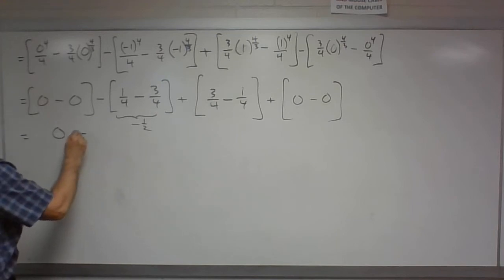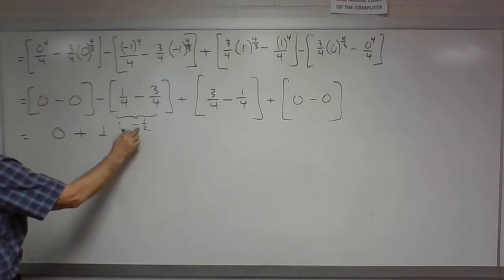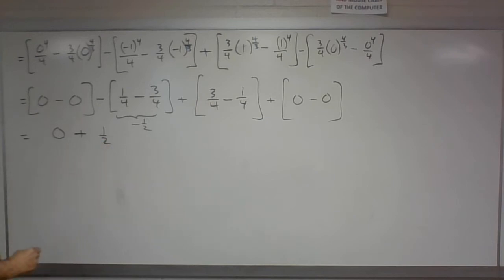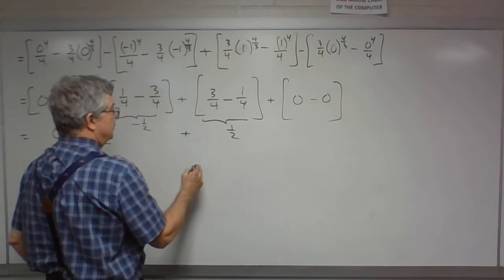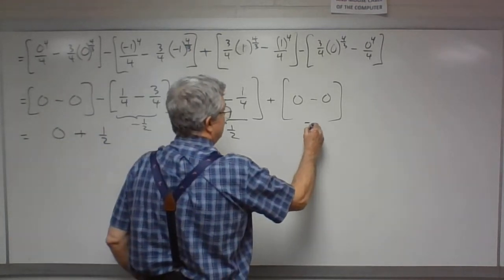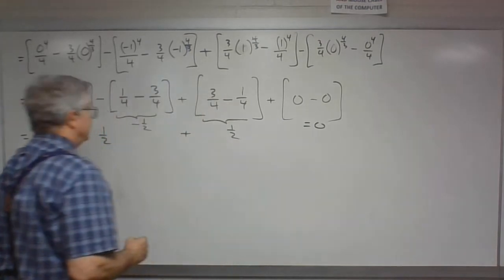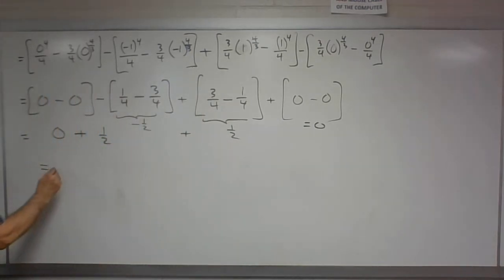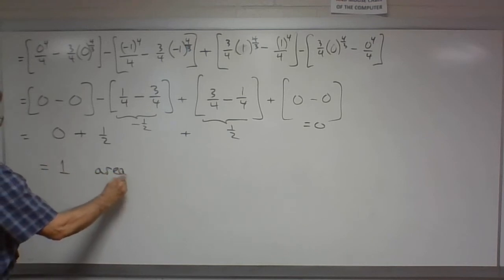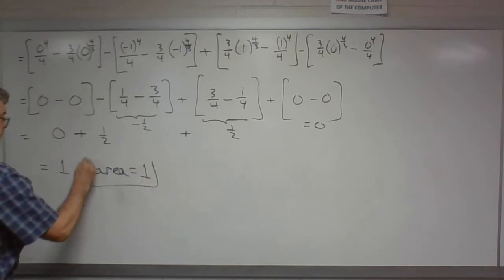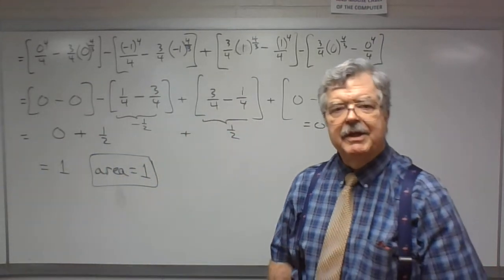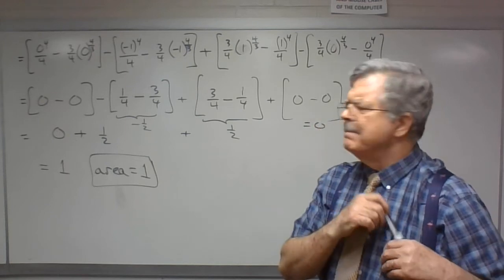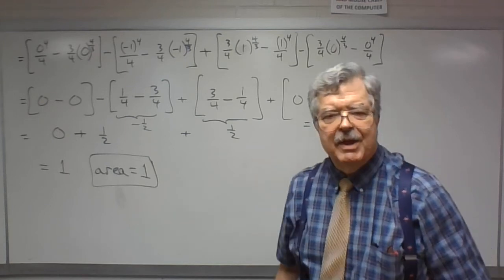Zero minus a half is 0 minus a negative half is plus 1/2. Plus 1/2. Okay. So we get a half plus a half is 1. With some of the weird results we get, I'm kind of surprised we got a whole number. Well, that's the way it works sometimes.